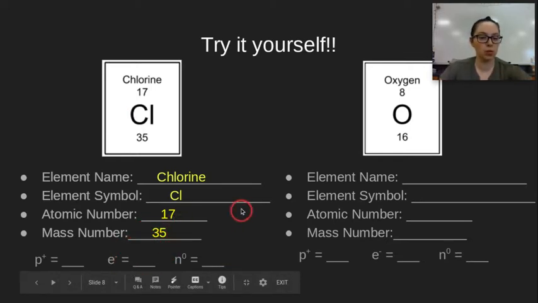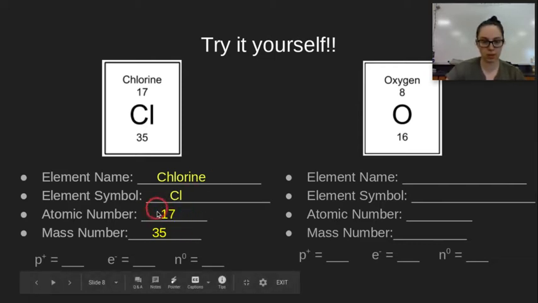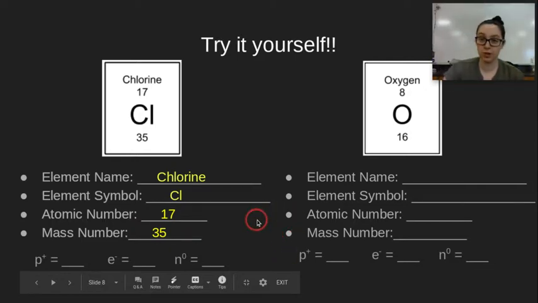And then in order to do my neutrons, I'm going to take my mass number. I'm going to subtract my atomic number here. So this minus this, and I should get 18. Oh yeah. So let's double check. Good. So we got 17 protons, 17 electrons, and 18 neutrons. I got this number because I did 35 minus 17.